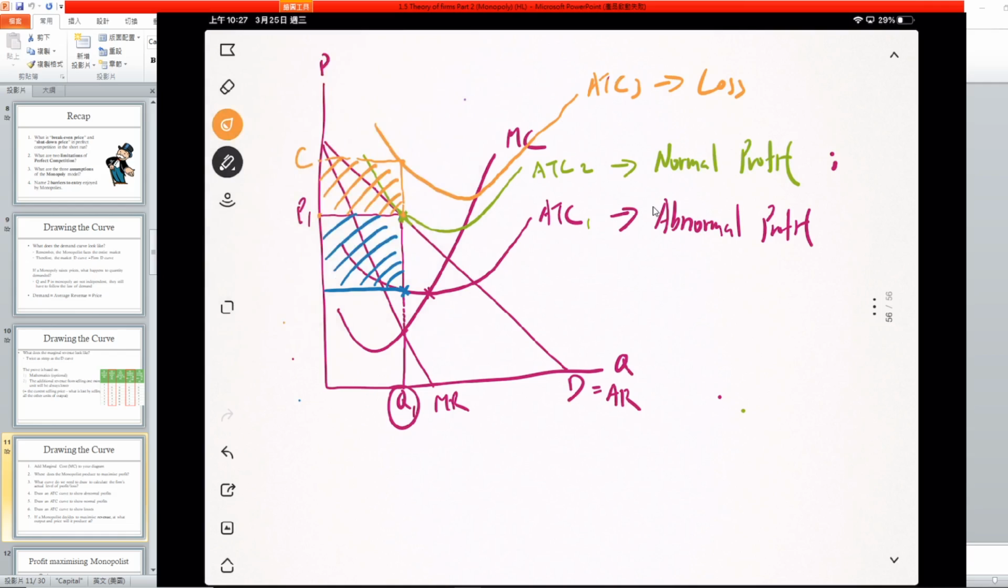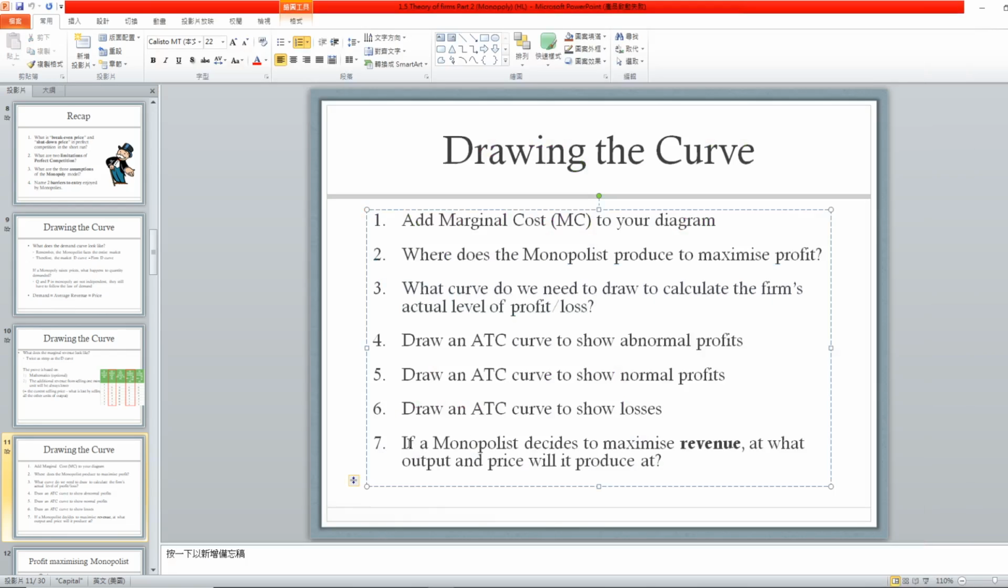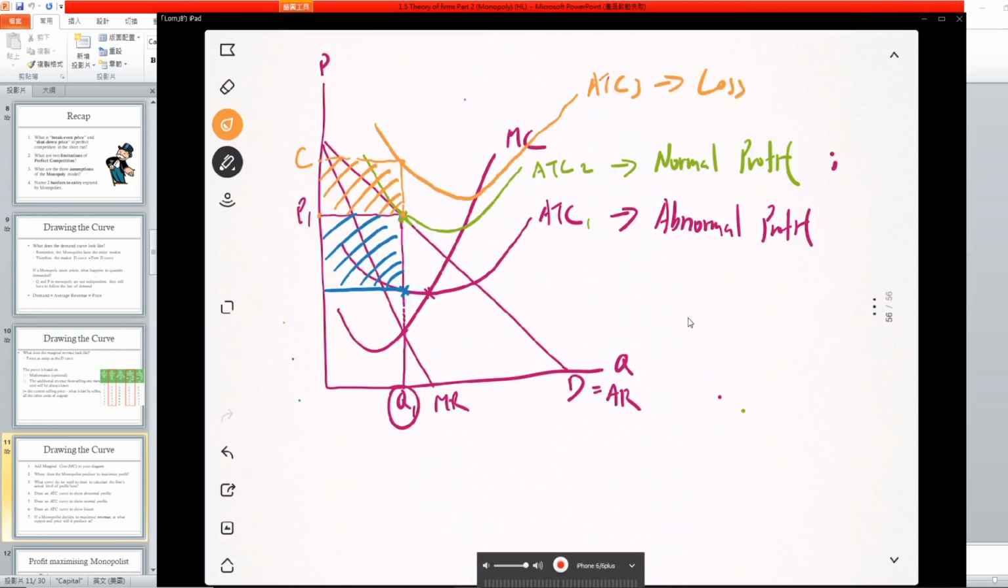Now we still have one more question, number seven. If we are not trying to maximize the profit, at what output and price are we going to produce? Where are we going to sell our products? How much output are we going to sell for the monopoly if we are trying to maximize the revenue? Where is the output that we are going to sell?